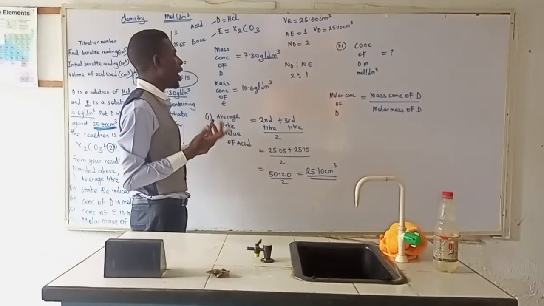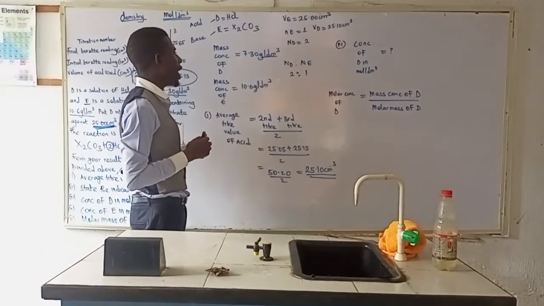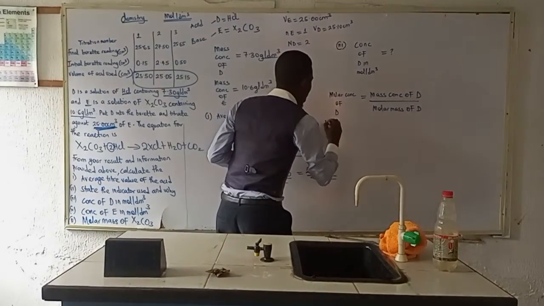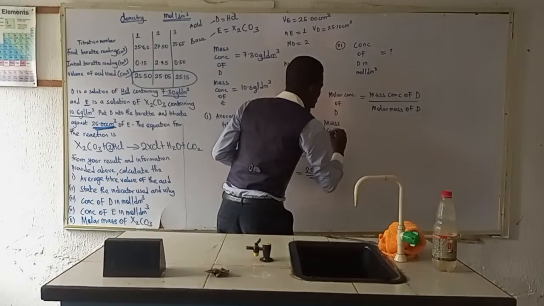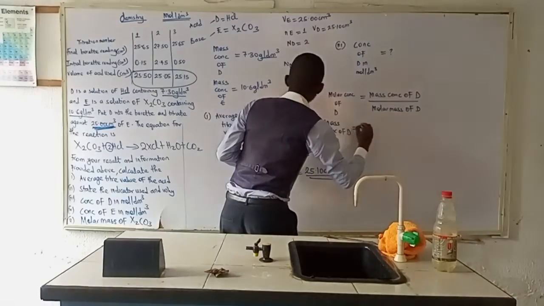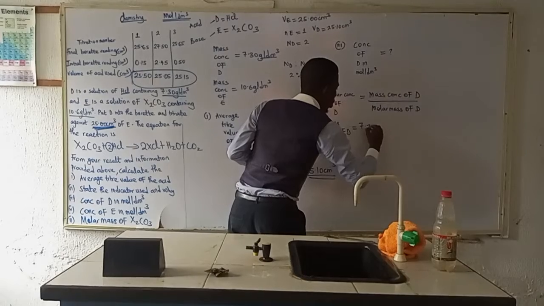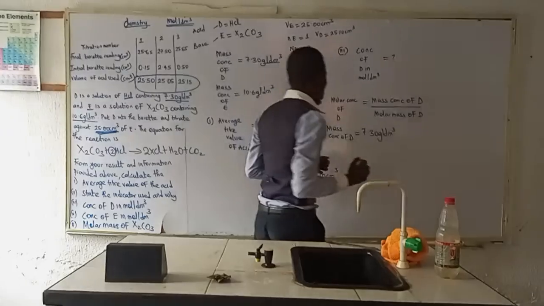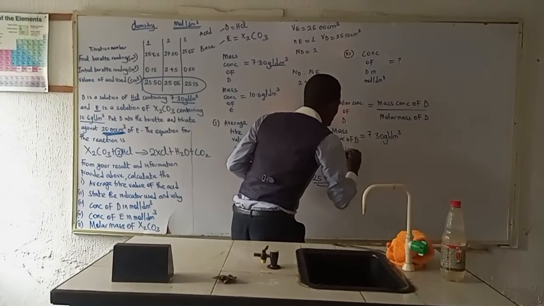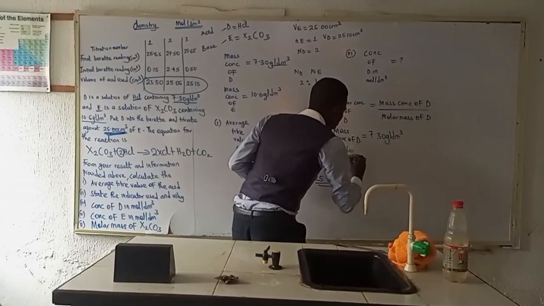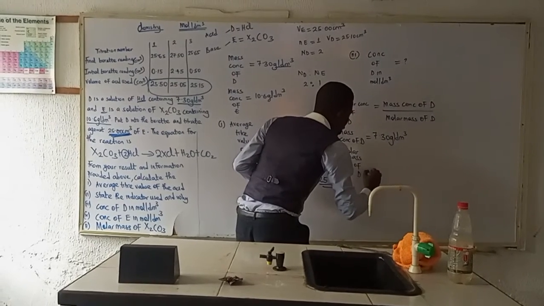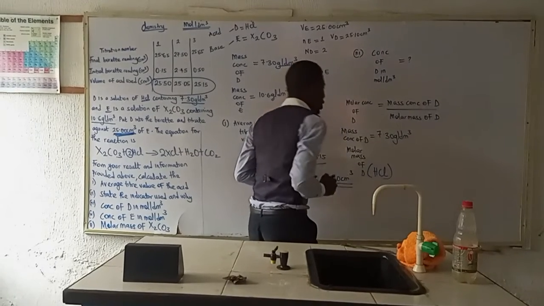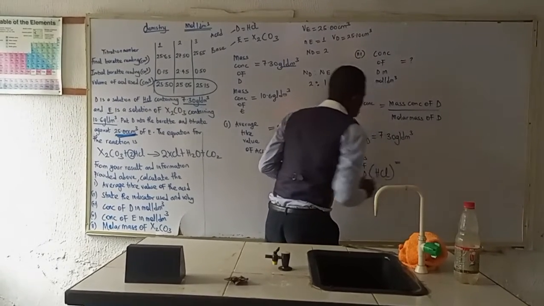Now we are looking for the molar concentration, which we don't know, but the mass concentration of D has been provided in the question: 7.30 gram per dm cube. The next thing I want to do is to look for the molar mass of D. The name of the compound D happens to be hydrogen chloride.